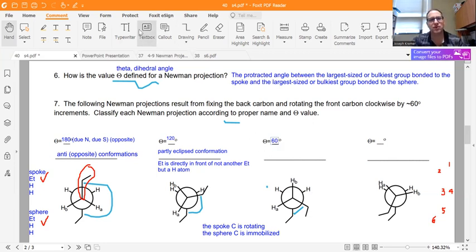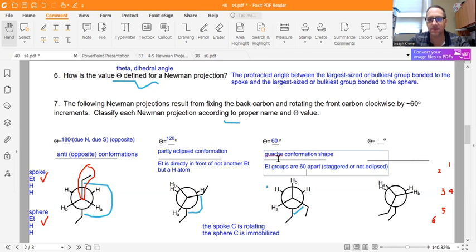And this conformation will be known to you as the gauche conformation, where the ethyl groups are 60 degrees apart and staggered. Staggered means not eclipsed. They're offset. Staggered is to offset. Nothing's eclipsed.